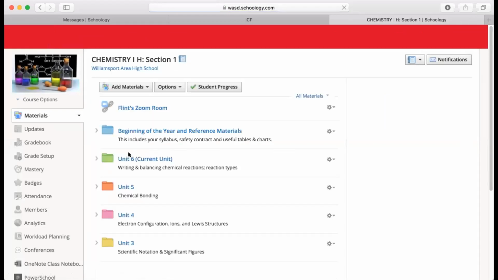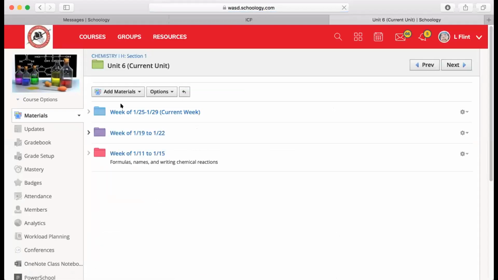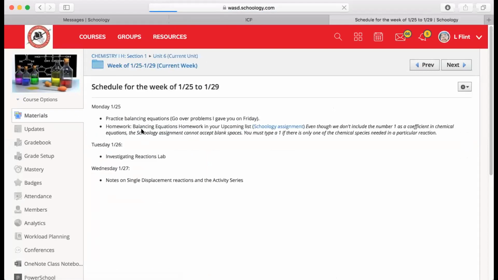All right, so in the current unit, Unit 6, you find a folder for this week, the week of 1/25 to 1/29. I'm going to add more stuff in there, but it says schedule for the week, and one of the problems I gave you on Friday. And then there's a balancing equations homework in the upcoming list. This link should take you there, or you can just look at it on the right-hand side.